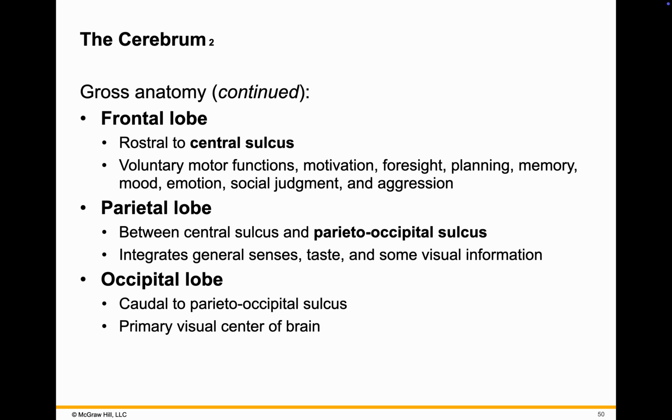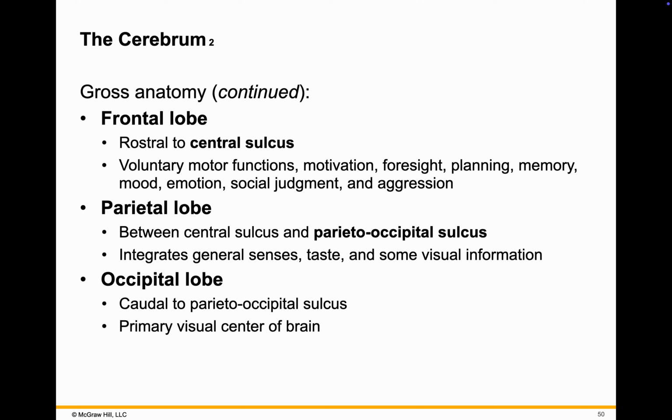The frontal lobe is in front of the central sulcus. It has a region that is involved in voluntary motor functions, motivation, foresight, planning, memory, motion, mood, social judgment, and aggression.